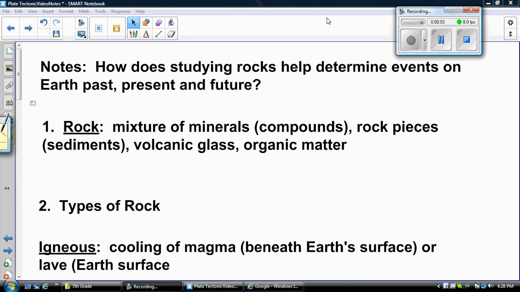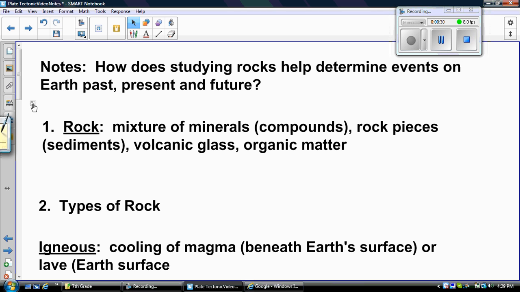Okay, so now that we've looked at how the Earth's surface has changed from plate tectonics, we're going to look at the rocks that have been moved or changed due to plate tectonics, and figure out what scientists can learn from studying those rocks. So our essential question today is, how does studying rocks help determine events that have happened in Earth's past, happening now, or in the future?